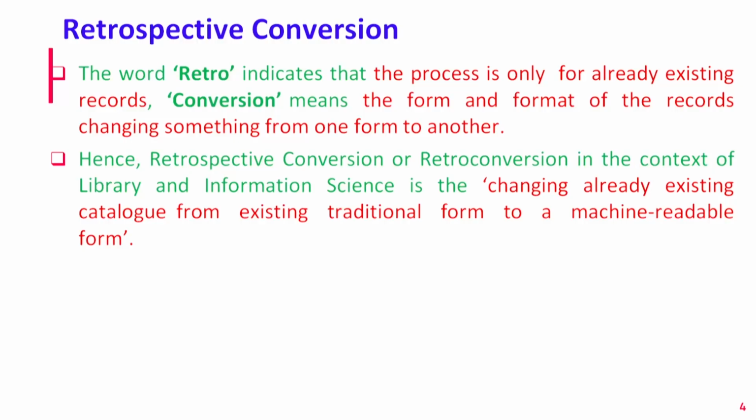So as a definition, retrospective conversion or retro conversion, in the context of library and information science, is changing the already existing catalog from the existing traditional form to a machine readable form. This could be the definition in terms of library and information science, where we are dealing with catalog cards and conversion. Another definition, simply, is that it is a conversion from a non-machine readable format to a machine readable format.